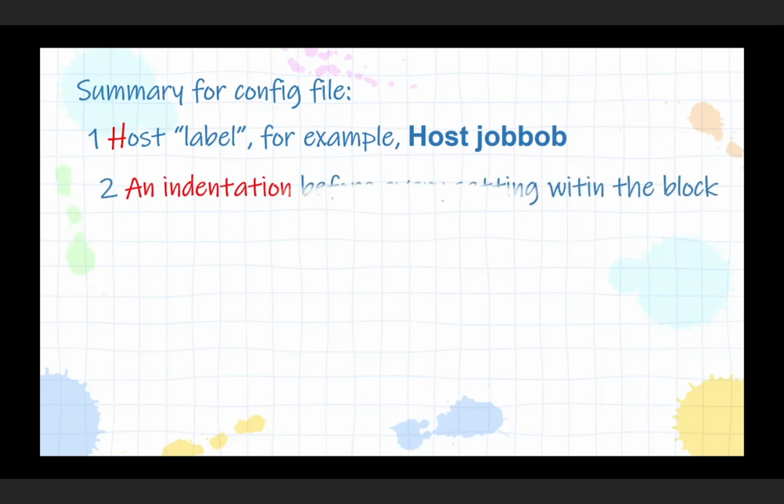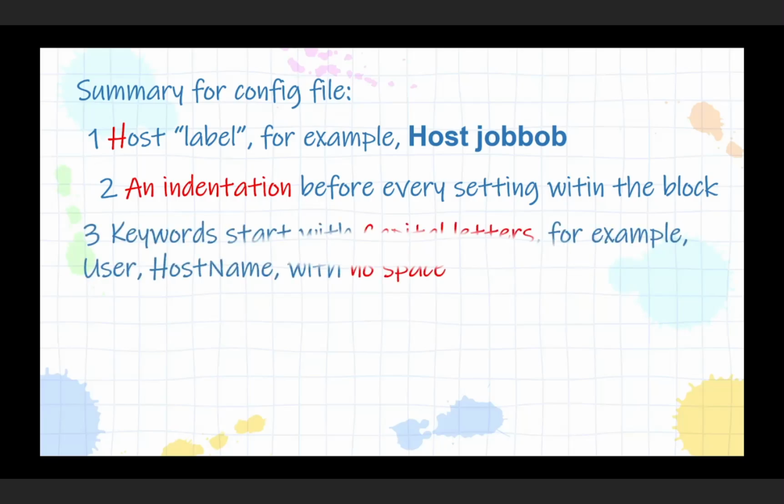Second, each setting inside the block is indented, typically 2 spaces or a single tab. The Tab key is the larger key on the left side of Q on the keyboard. Each setting is written on its own line. Third, keywords use capital letters at the beginning and no spaces between the words. For example, User, HostName, IdentityFile.